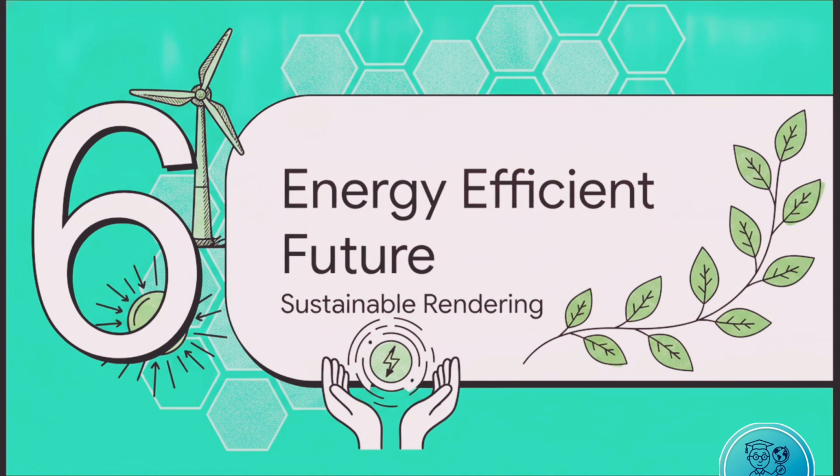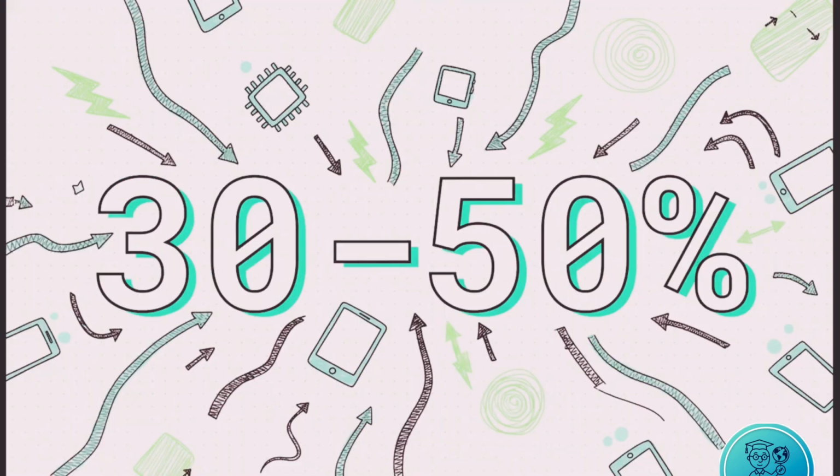Section 6. Energy-efficient rendering futures. Now, we've talked extensively about speed and performance, but there is a globally impactful benefit here too: power efficiency. The absolutely crucial point is this figure right here, 30 to 50%. That is how much energy consumption can be reduced. How? Through something called proximity computing.